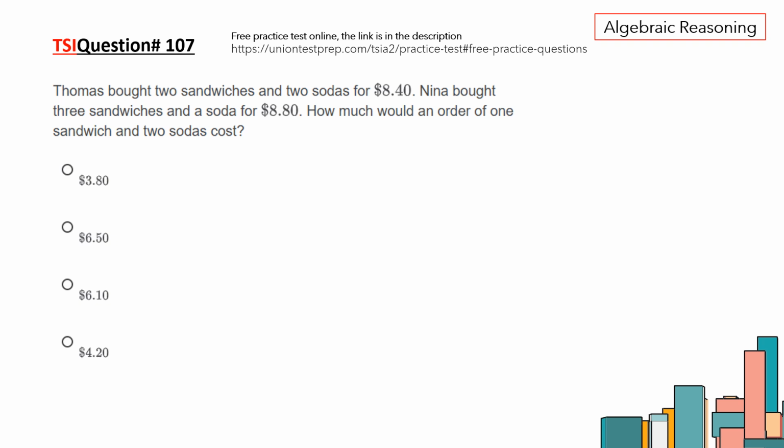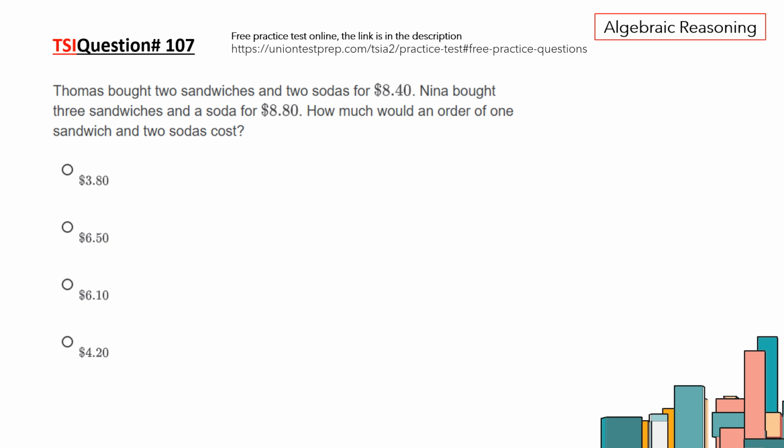Thomas bought 2 sandwiches and 2 sodas for $8.40. Nina bought 3 sandwiches and a soda for $8.80. How much would an order of 1 sandwich and 2 sodas cost? So this is the system of equations problem.